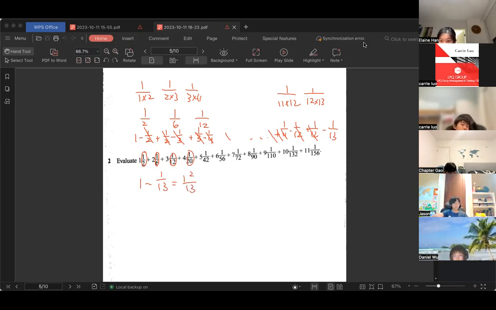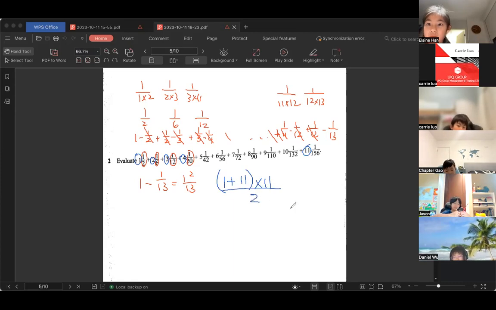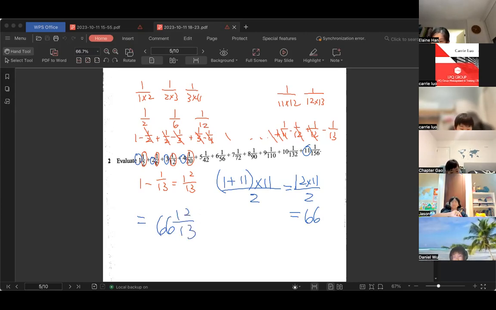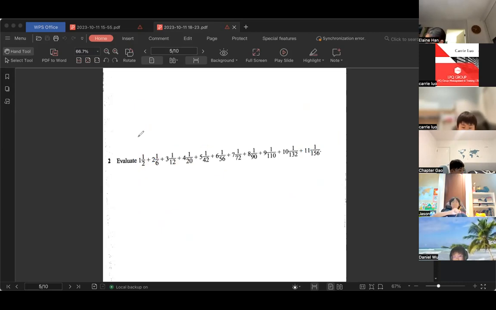But then we discussed the number part. So 1 plus 2 plus 3 plus 4 plus all the way to 11. This one we also know is (1 plus 11) times 11 divided by 2, correct? Which is 12 times 11 divided by 2 equals 66. Then the answer is 66 and 12 over 13. Okay, I'm going to clear it up and let you do it again. Okay, so boys and girls, you do it again.